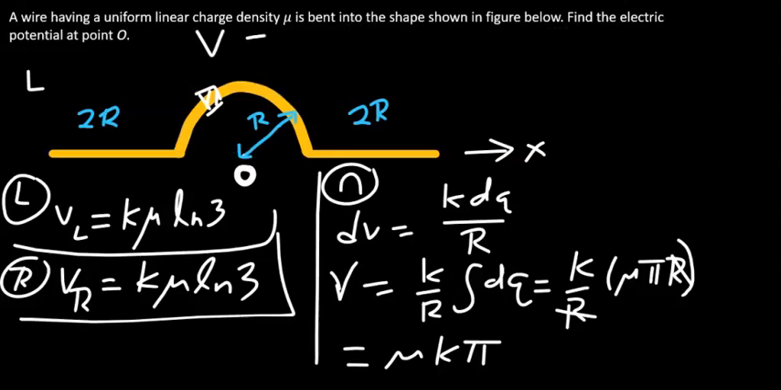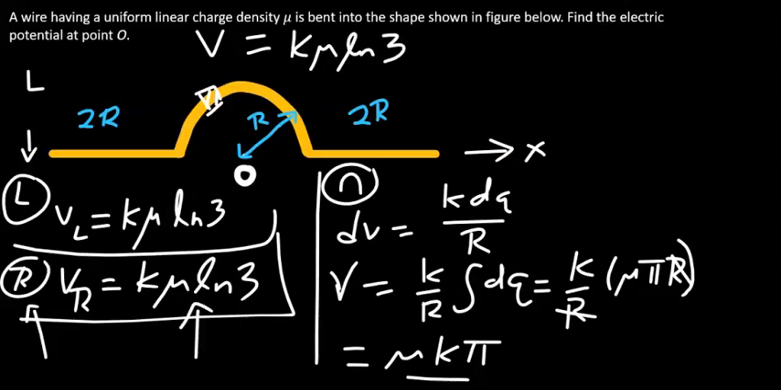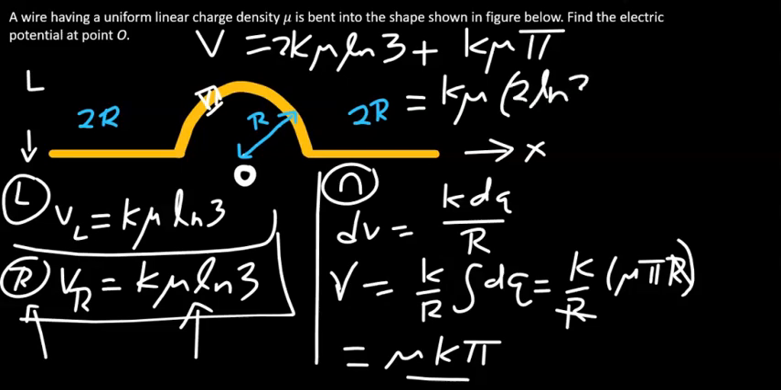Adding the three contributions up, namely this, this, and that, we get the following for the total potential at point O created by this entire charge arrangement. It is k mu natural log of 3 plus another k mu natural log of 3, so that would make it 2 k mu natural log of 3 plus k mu pi, which is just k mu times (2 natural log of 3 plus pi) volts. And that's the final answer, and that solves the problem.